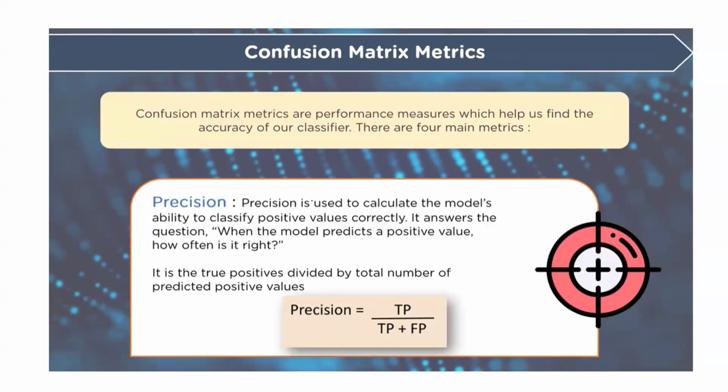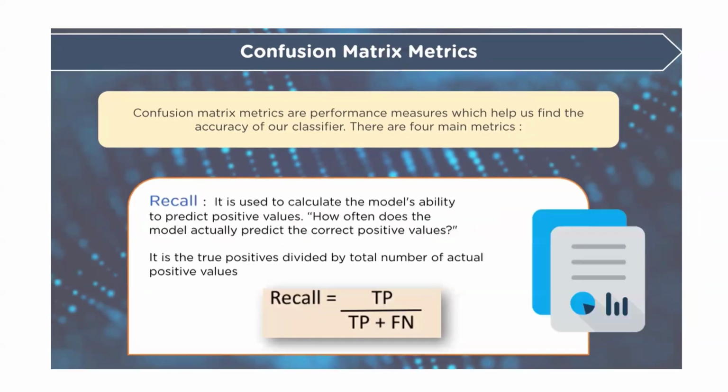Then precision. Precision is used to calculate the model's ability to classify positive values correctly. It answers the question: out of total predicted positive values, how many are actually positive? That is true positives divided by the total number of predicted positive values, that is TP divided by TP plus FP. This is precision.